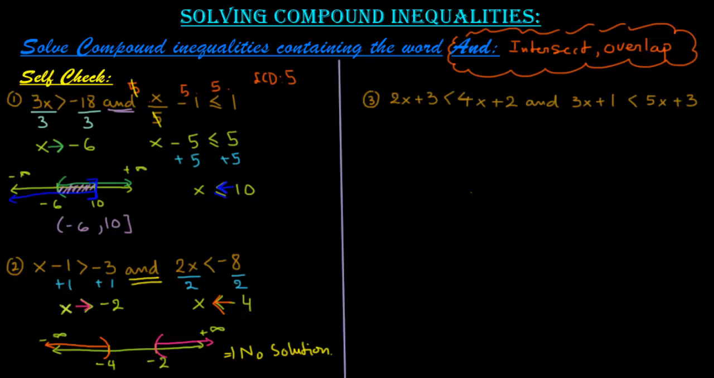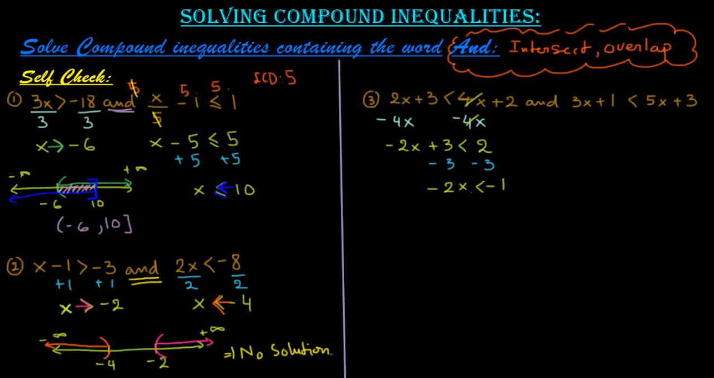So on problem 3, we have 2x plus 3 less than 4x plus 2, and 3x plus 1 less than 5x plus 3. So let's solve the first inequality first. We need x to stay on one side, so subtract 4x on both sides. We will have negative 2x plus 3 less than positive 2. Then to isolate the x, subtract 3 on both sides. So negative 2x less than negative 1.